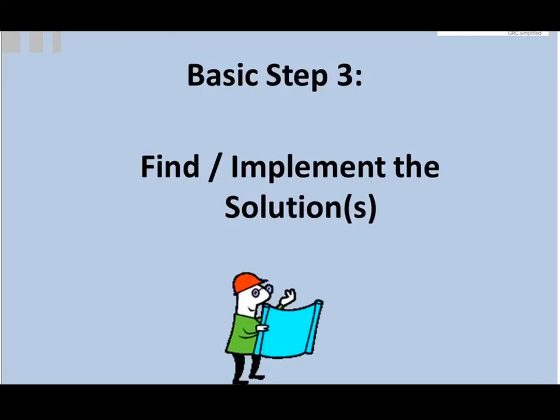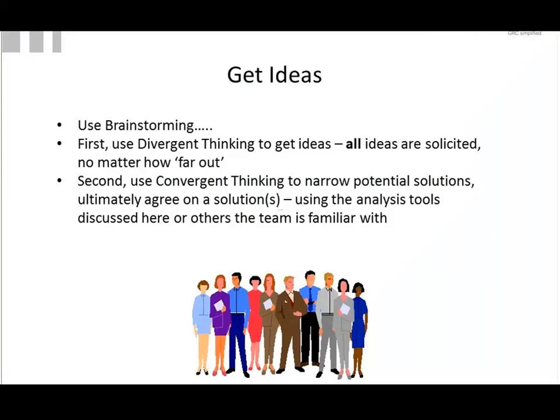Okay, basic step number 3, find and implement the solution. Now, once you have the root cause, it may point you to the right direction. But get your team together, and that team should include people that are actually doing the work. Doesn't mean they're all university graduates, as I mentioned earlier. Bring in anybody that is knowledgeable about the process, even the most unlikely individual, if they appear to know what you're dealing with, or find out whether they appear to know that.